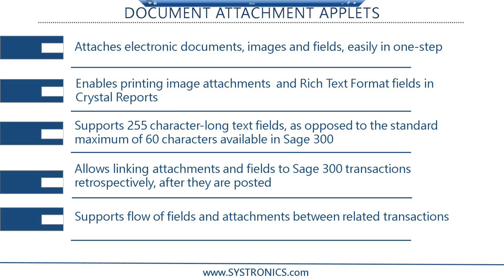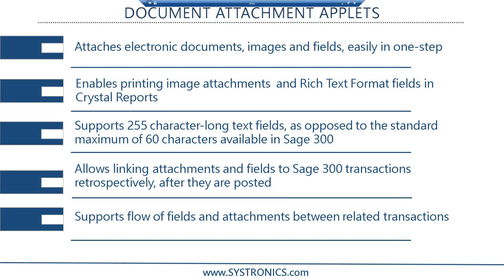I would like to draw your attention to one important point. Document Attachment Applets provide two options of accessing the required electronic files. Electronic attachments can be stored in the Sage 300 database. Alternatively, they can be saved in the network folder as files, with Document Attachment Applets storing the hyperlink and providing single-click access from inside Sage 300. When stored in the Sage 300 database, the attachments are a part of the standard database backup of the company. However, if you want to avoid databases with huge size, you can use hyperlinks.